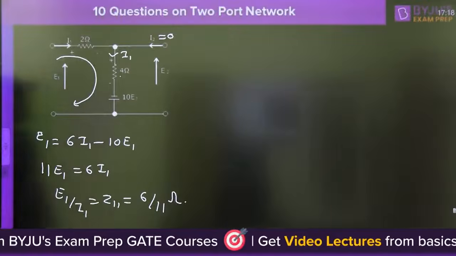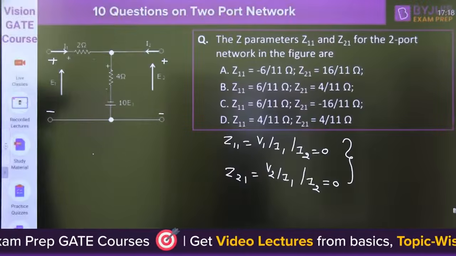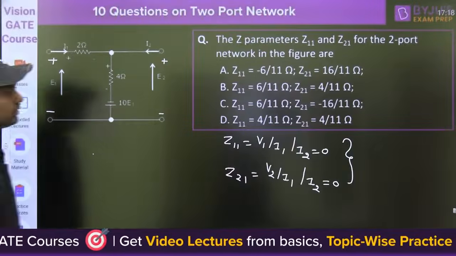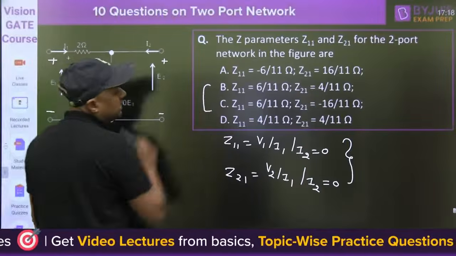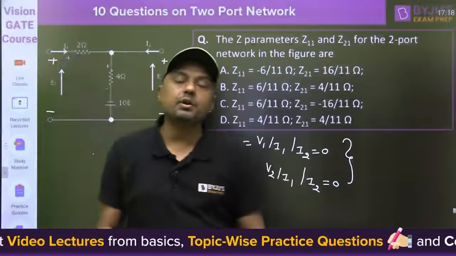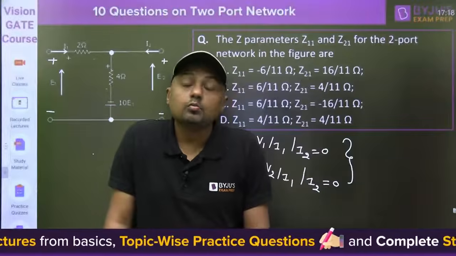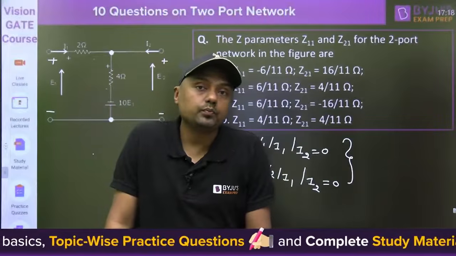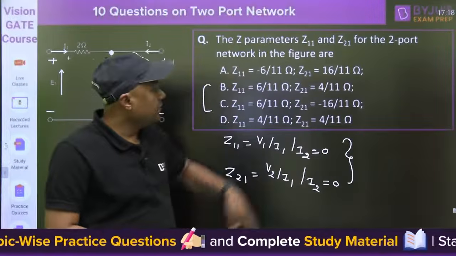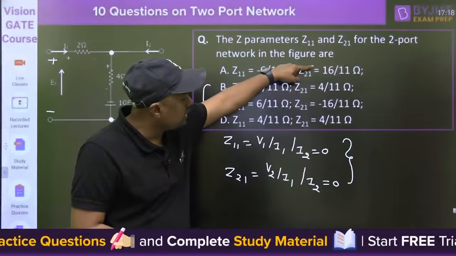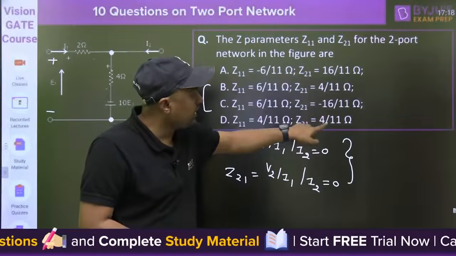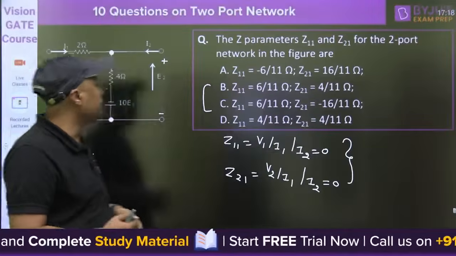6 by 11. First check the answer, in which case we are having the 6 by 11. In two cases we are having the 6 by 11, means the answer may be B or C. Means we have to calculate Z21 also. And remember, Z21 is not similar. Z21 also has 4 by 11, so you have to calculate the Z21 also.